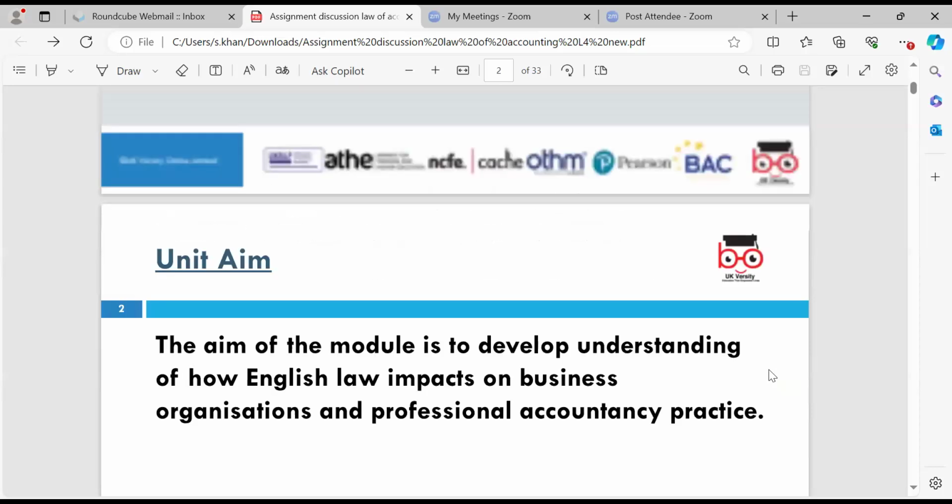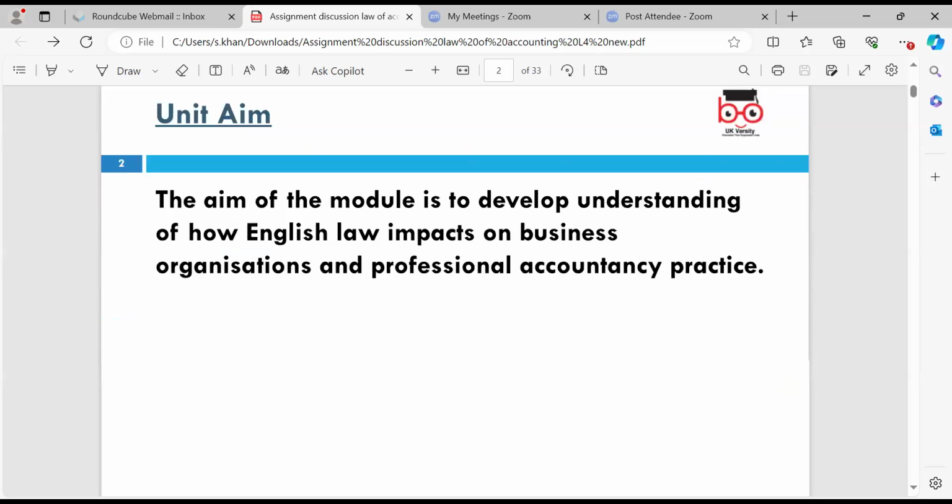So the aim of the module is to develop your understanding of how English law impacts on business organizations and professional accountancy practice. Do you think it has a huge impact on accountancy practices? Yes, I think it does. Why do you think that, Saman? Why do you think it has a big impact on the accountancy?